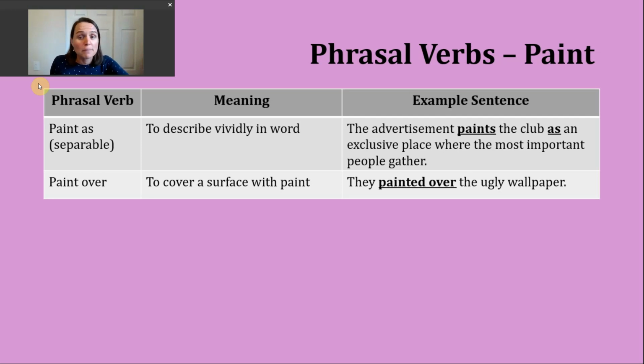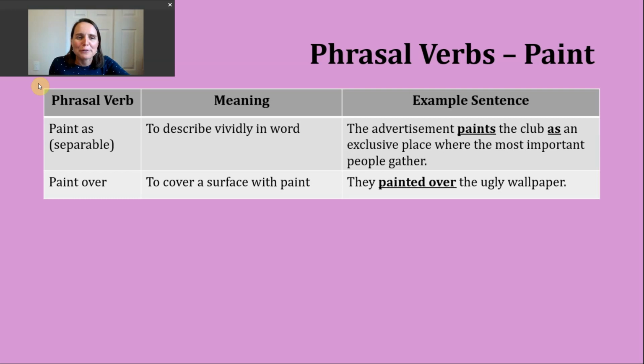An example of this could be: the advertisement paints the club as an exclusive place where the most important people gather. So some particular type of advertisement has used certain words or ideas to create this picture in our mind of what this place is like.